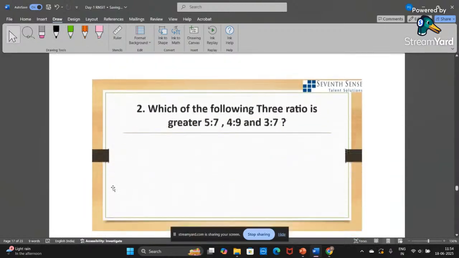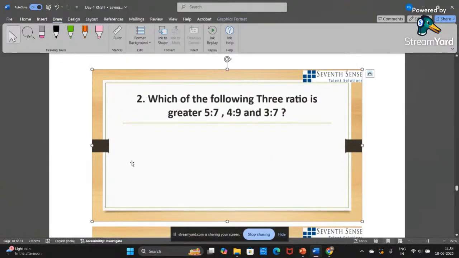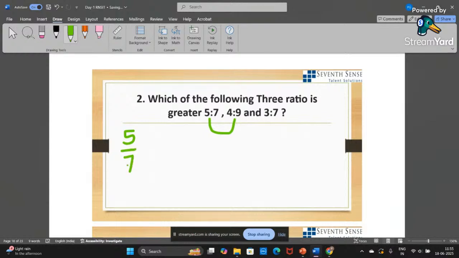We'll move on to the next problem. When they give you three ratios, in this we need to find out which is the bigger one. First, what you have to do? First, let us compare two ratios. Then that answer should be compared with the other left out ratio. First, let us compare this. 5, 7.